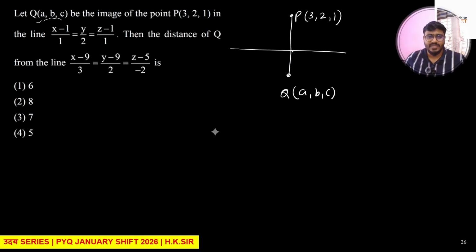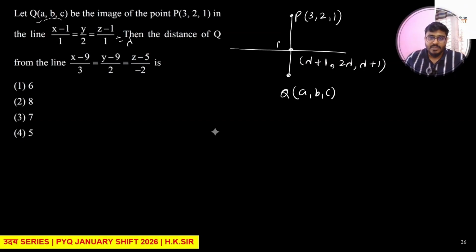Okay, point P is there, 3, 2, 1, and image of this point in a line is Q. So this point Q is A, B and C and this is the line. So we can take the general point on the line, yes or no. So what is the general point on the line? This is lambda plus 1 comma 2 lambda comma lambda plus 1. How? Because take it equal to lambda and then find value of x, y, z. So this is the general point on the line.